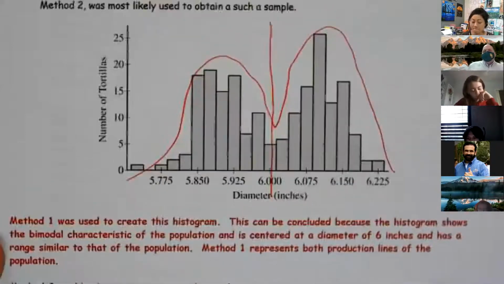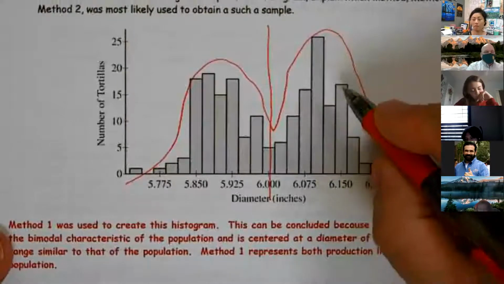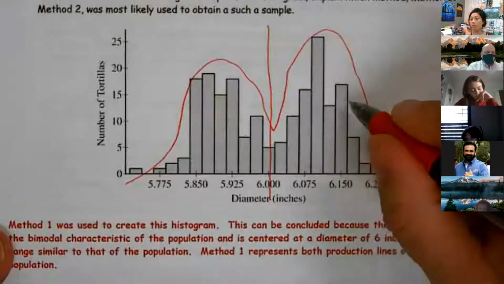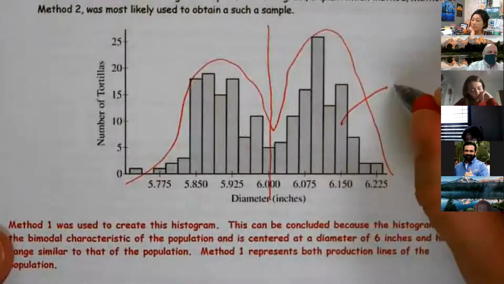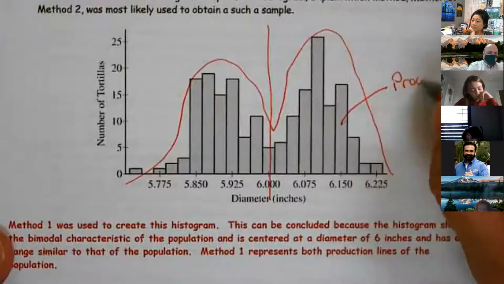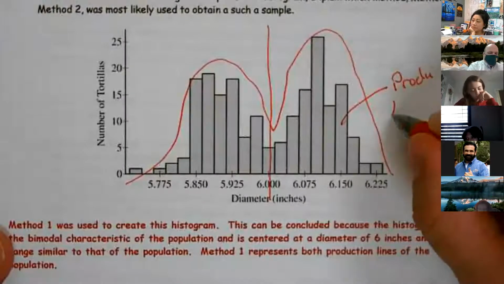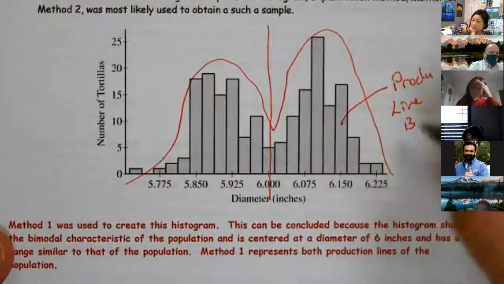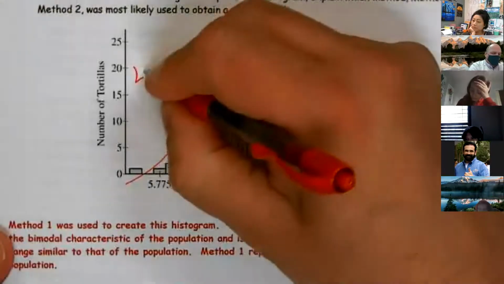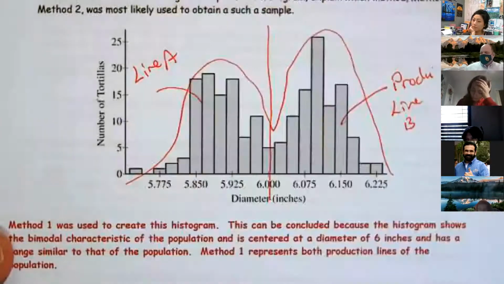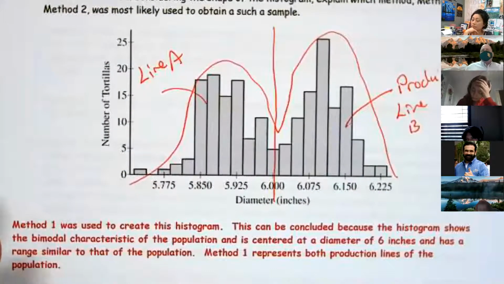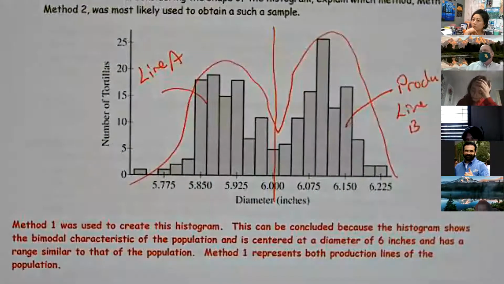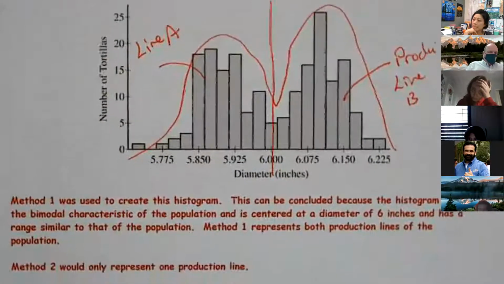And while I didn't do this, I'm going to tell you that your grader would probably like it if you had labeled this production line B and line A. Are they going to give you extra credit for that? No, but that's something they're going to like to see because they're going to know, hey, I understand what I'm looking at. I'm looking at 2 distinct groups.